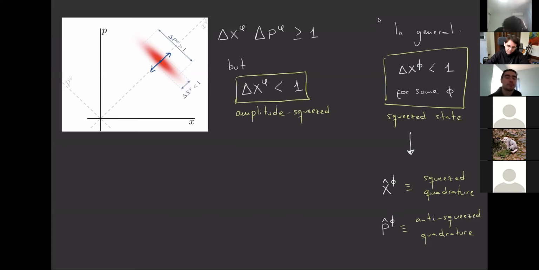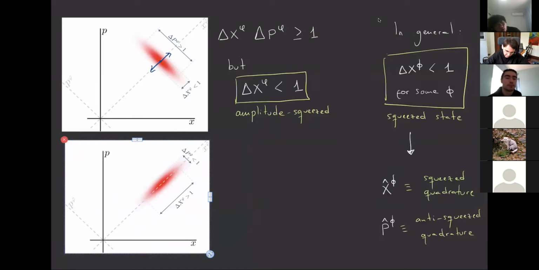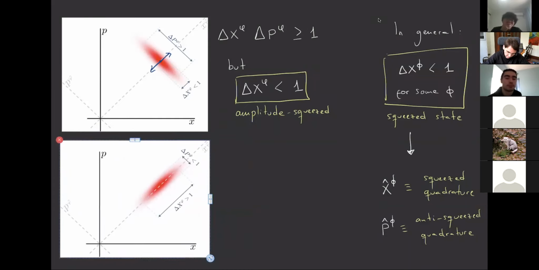And so together with this amplitude squeezed state, let me just show you a phase squeezed state. I guess that you can understand the idea, but let me show you explicitly. So this is a state in which the phase quadrature is the one that has fluctuations or uncertainty smaller than the one of a coherent state. So we call it phase squeezed state.